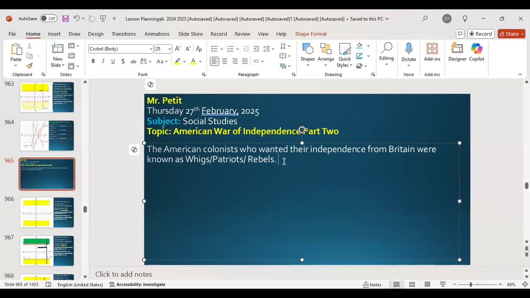So by the 1770s, many Americans, or many patriots, were fed up. What's another word for fed up? If you're fed up, what's another word? Upset. Angry.